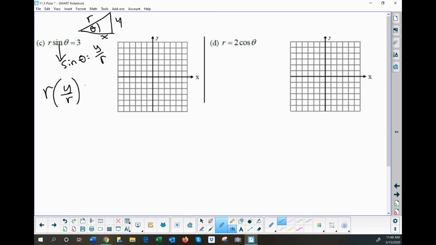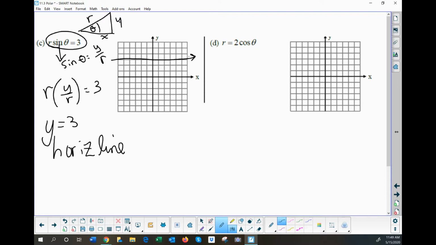Oh, looky there. Don't you love it? R's cancel, and I get y equals 3. Oh, horizontal line, isn't it? Not as easy to pick up when we were looking at the polar form of it, but that is indeed a horizontal line. Height of 3. There we go.